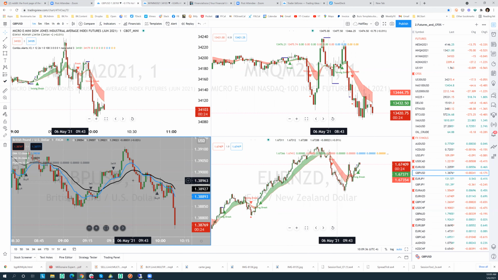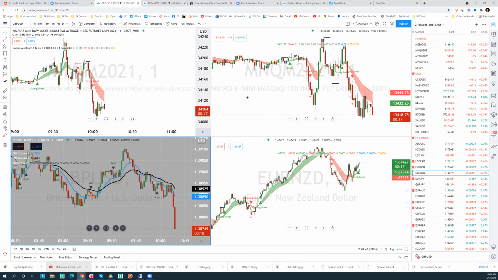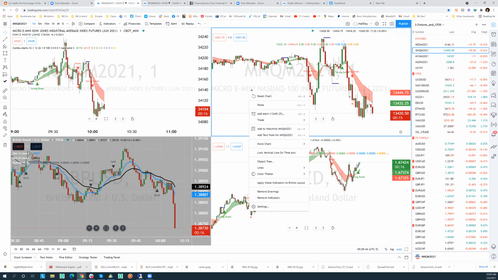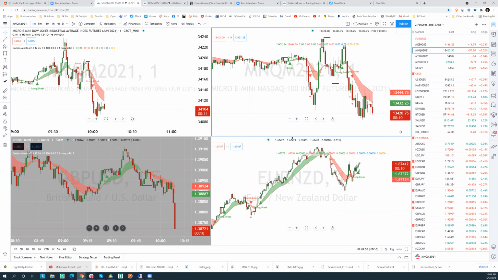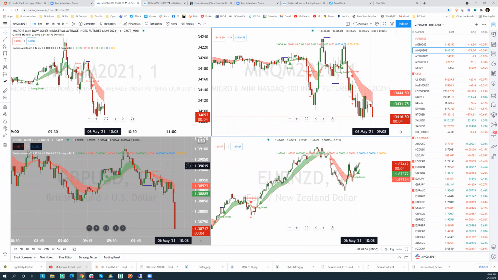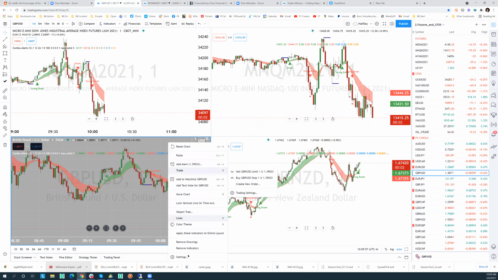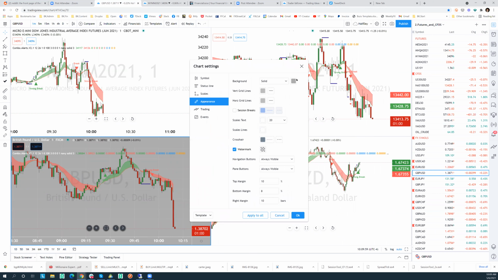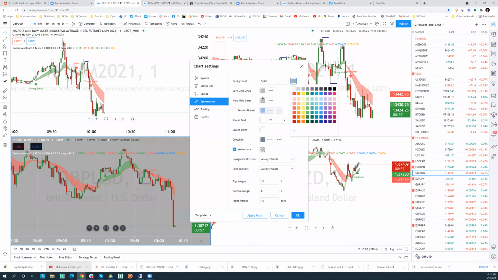Anybody trade the pound? Oh, really? Oh. Thank you so much. If I apply these indicators to entire layout. Oh, Karen, you're the best. I can't believe you know. But I'm still getting the crappy little, I still need the settings. Okay, so great. Anyways, thank you, Karen. That saved me a fuck ton of time.